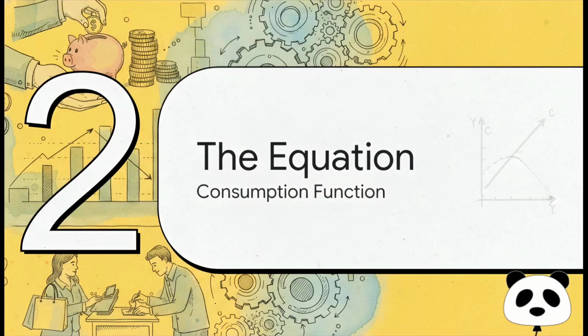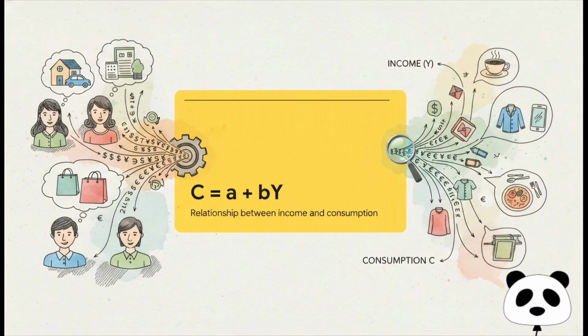Moving on to Section 2. The equation, demystifying the consumption function. Now, common sense tells us Ravi spends some and saves some, which brings us to the actual math of the consumption function, C equals A plus BY. It beautifully represents the basic, totally predictable relationship between the income you bring in and the consumption you put out.